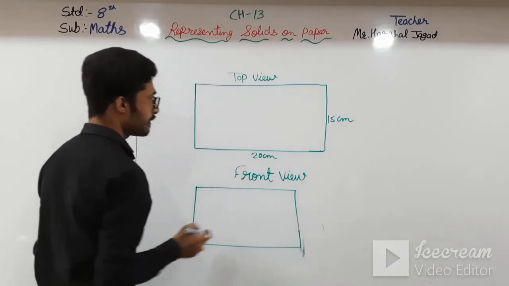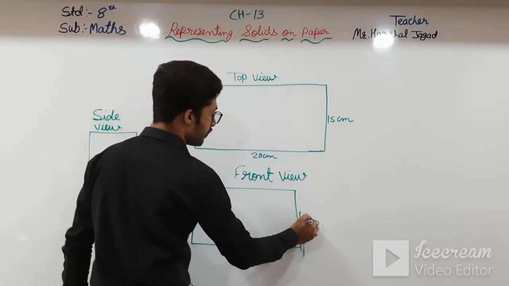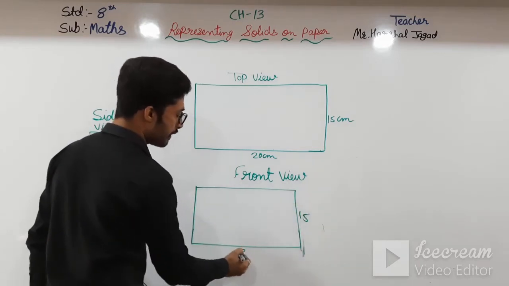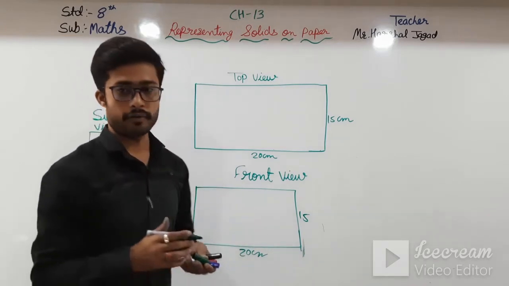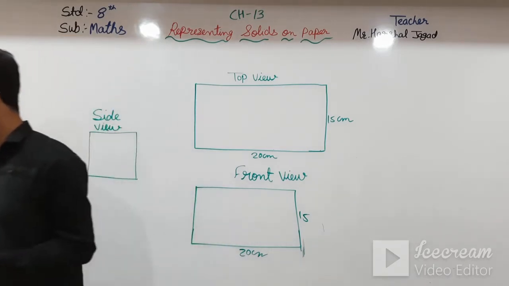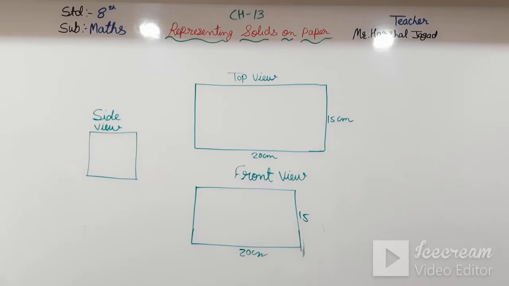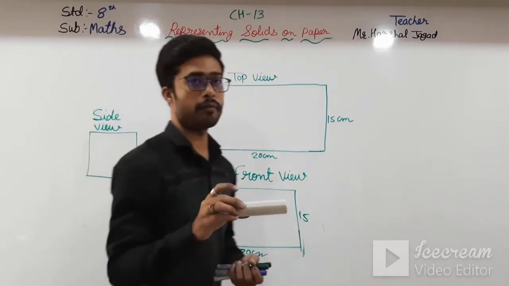Okay, you can see like this. This is also 15 centimeter and this is 20 centimeter from the front view. Okay students, see here, I am just taking a remote. This is a remote of AC.